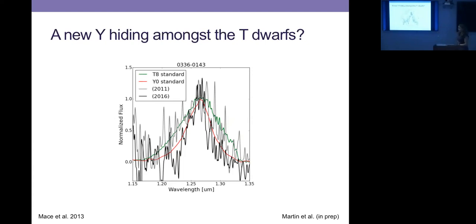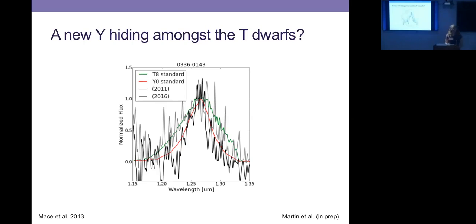This object is really, really faint. Its J magnitude is fainter than 22, so this is really pushing the limit of what you can do with NIRSPEC. But we managed to get a very low signal to noise spectrum. And this time around, it actually looks like it's somewhere between a Y0 and a Y1.